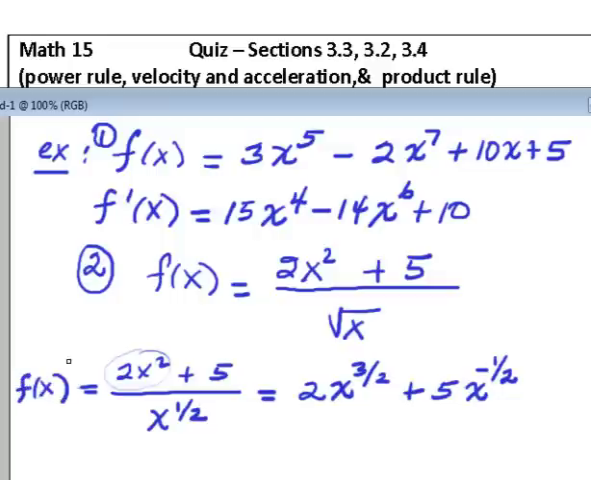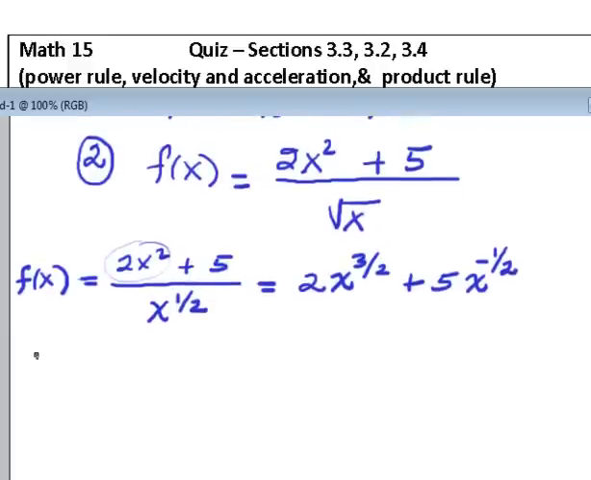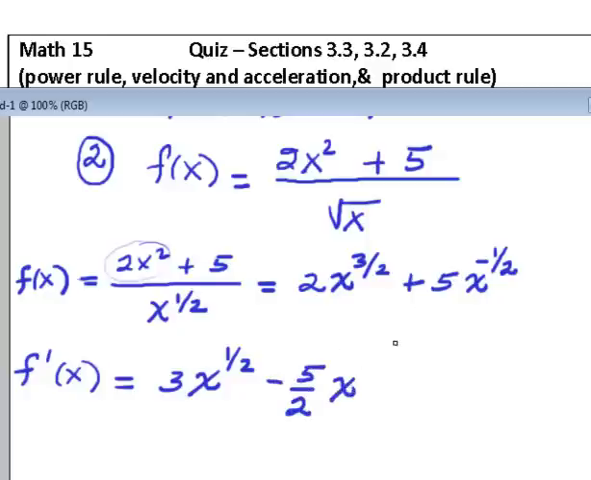And now we're ready to find f prime of x. Let's do that using the power rule. So here, bring down the 3 halves. 2 times 3 halves is 3. x to the 3 halves minus 1. That's 3 halves minus 2 halves. That's 1/2. Now, bring down the minus 1/2, multiply by 5, so we have minus 5 over 2. x to the minus 1/2 minus 2 halves, that's x to the minus 3 halves. And that's f prime of x.